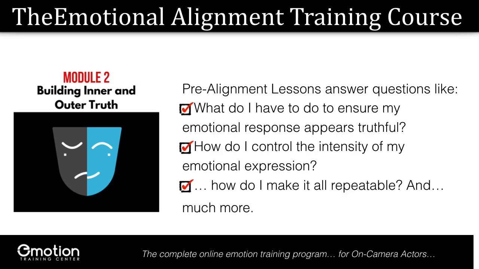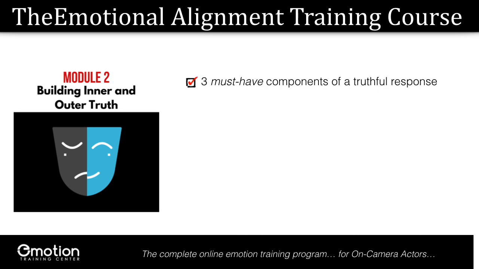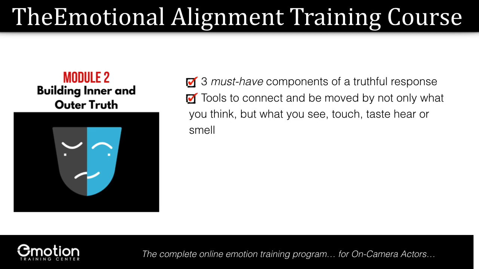And more. As you work on developing inner alignment, you're going to learn about the 3 must-have components of a truthful response. And that's, what am I reacting to? Why am I reacting to it? And how am I reacting to it? And here's the thing, if you don't have all 3 of these components, odds are that your emotional response will not appear truthful. In Module 2, you're going to acquire the tools to connect and be moved by not only what you think, but what you see, touch, taste, hear, and smell.